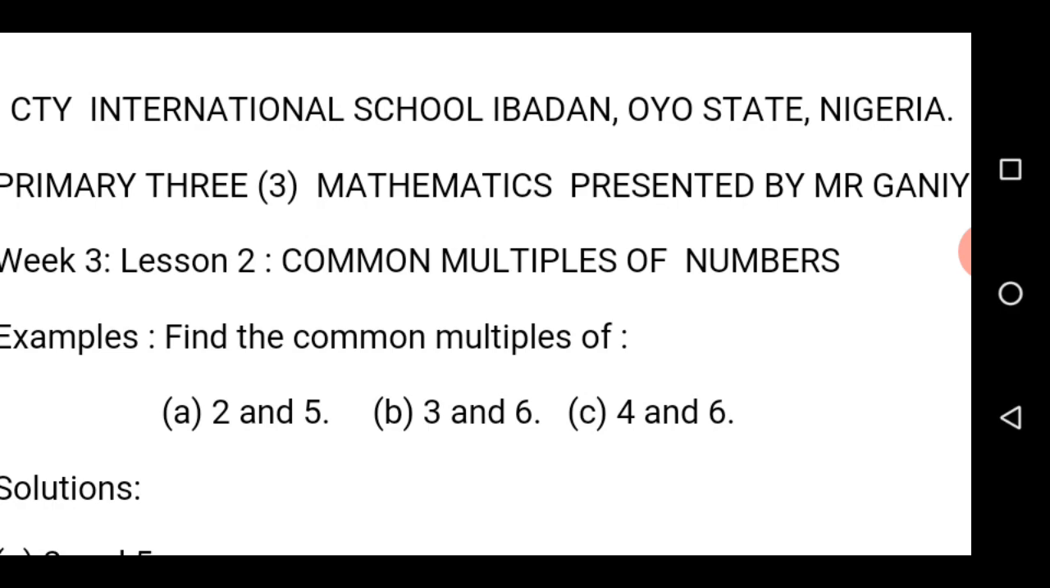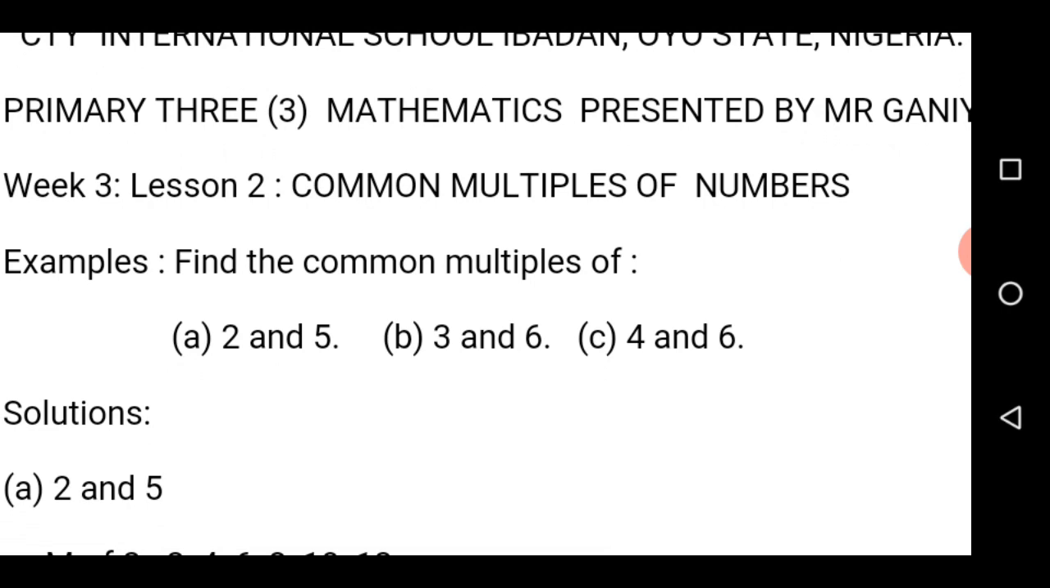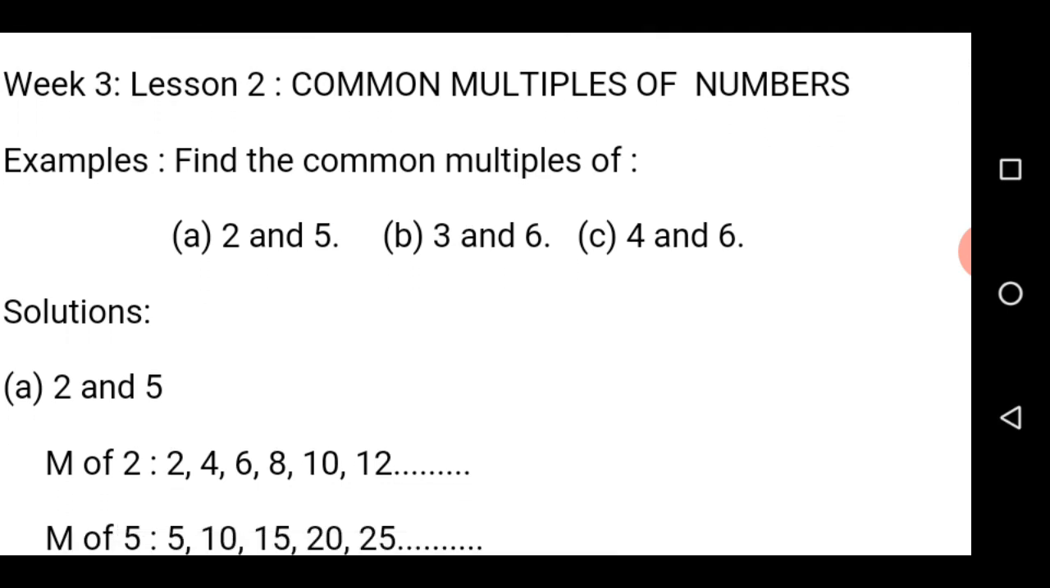The first thing you are to find is multiples of the numbers that are given to you. After that, you will now find the common numbers in between the two numbers that are given to you. It can even be 3, it can even be 4. What you just need to do is pick the number that is common in between the multiples that are stated out. So let us start with the examples now.